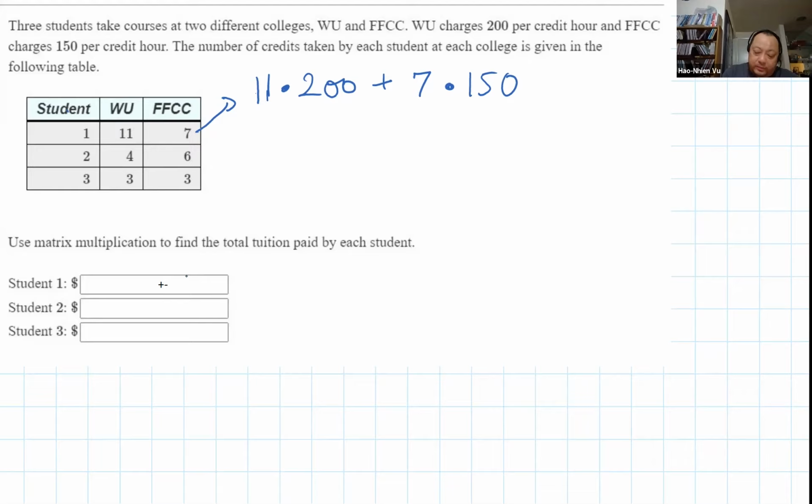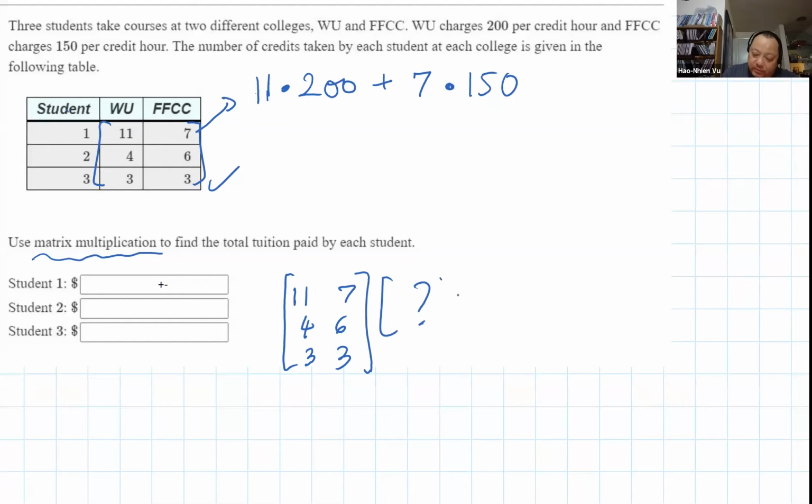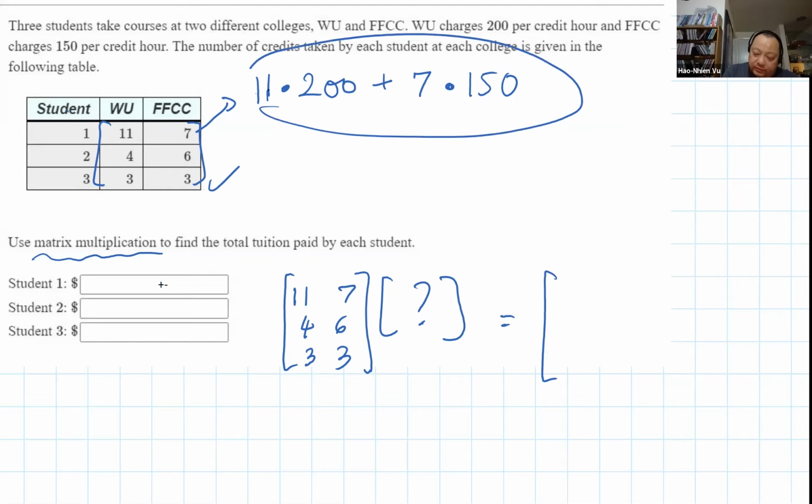If you think of this as a matrix, right? I want to take this matrix here. That's 11, 7, 4, 6, 3, 3. Let me fix that. And I want to multiply it by some matrix, because the question gives me that hint. I want to multiply it by some matrix, and the answer should be this stuff. I want these to be the answer.